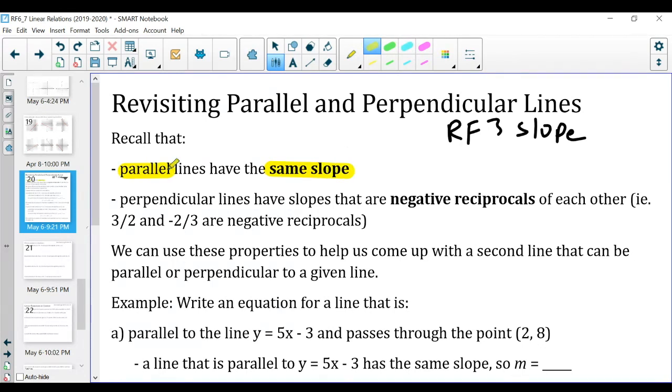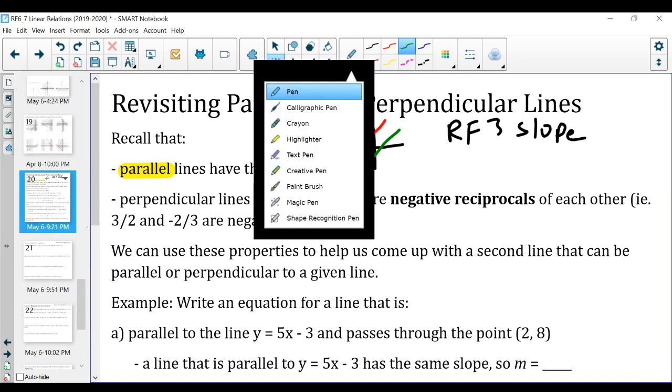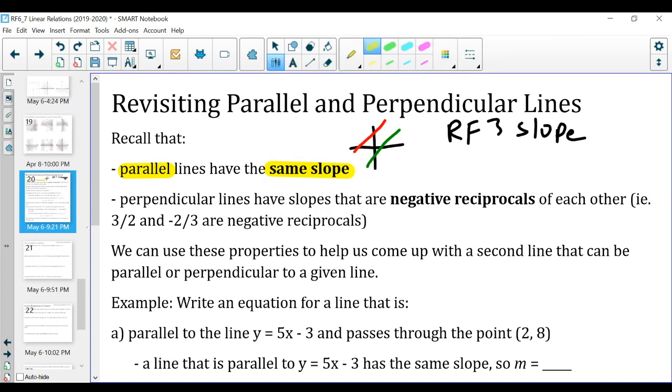So what that means for us is if we have two lines on a graph somewhere, that red and that green line, they are both going to have the exact same slope. On the other hand, perpendicular lines are essentially the opposite of parallel lines. They will touch, they will meet, they will intersect, and their slopes are going to be negative reciprocals.